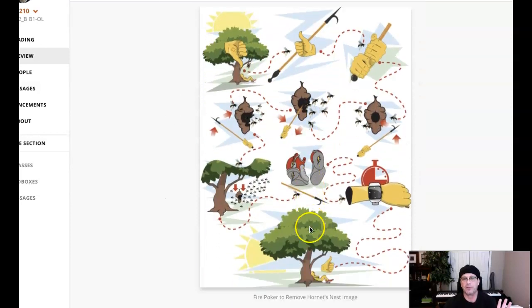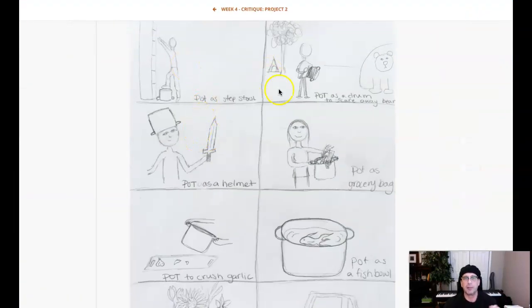This is a wonderful narrative too. So what you want to do at this point is decide which one has the most potential and then set up your narrative. I'd say between 8 and 12 frames is optimal.